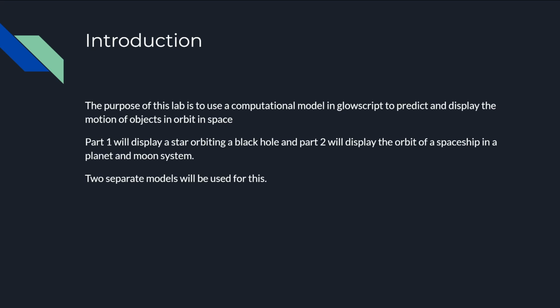Part 1 will display a star orbiting a black hole, and part 2 will display the orbit of a spaceship in a planet and moon system. Two separate computational models in GlowScript will be used for this.